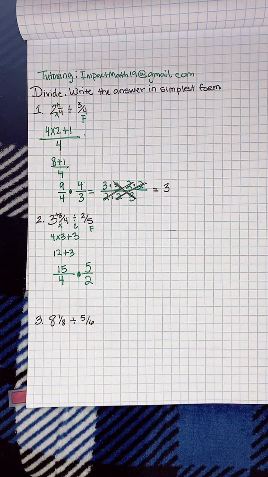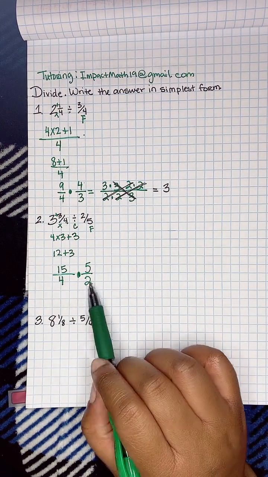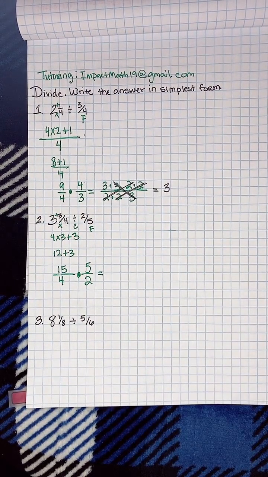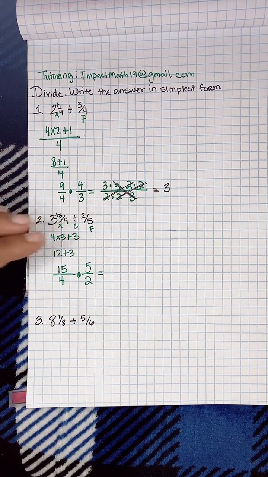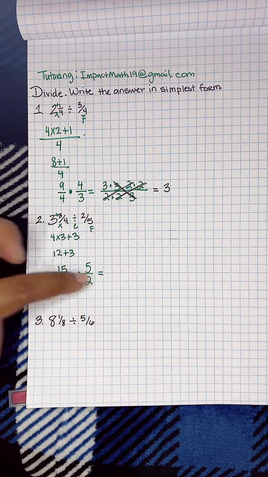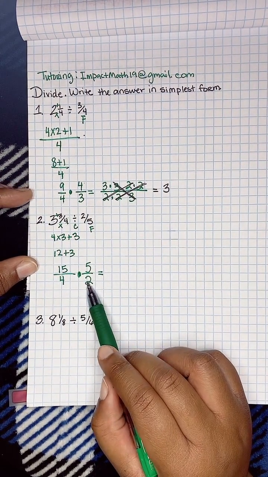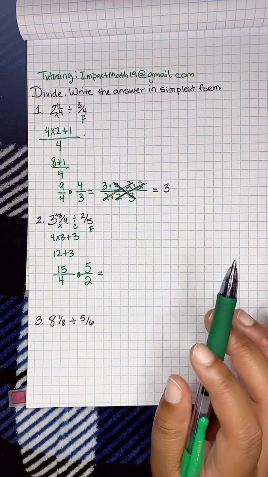5/2. Okay, good. So now can we cross simplify anything? Why do you flip? We flip because we can't divide fractions. You can only times them. No, we can't simplify anything. 15 and 2 don't have anything in common, and 5 and 4 don't have anything.